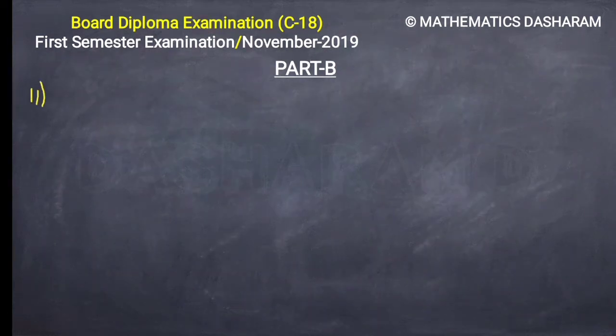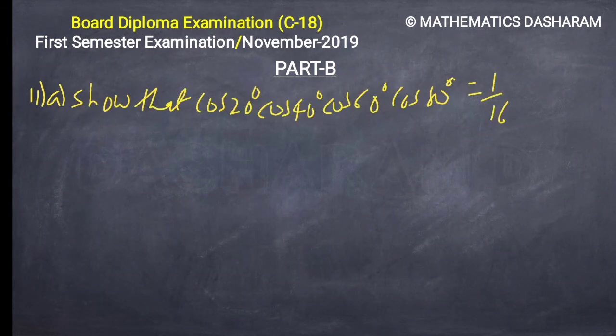Next, 11th problem, question number A. Show that cos 20 degrees, cos 40 degrees, cos 60 degrees, cos 80 degrees equals 1 by 16. This question came from trigonometry, ratios of multiples and submultiples of angles. So let's take the LHS.